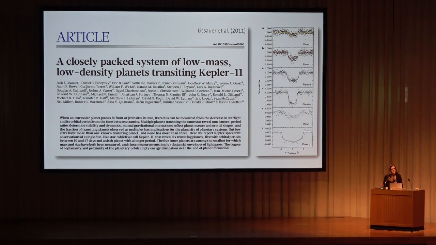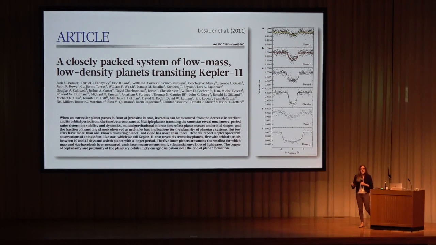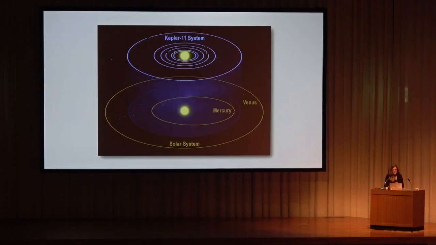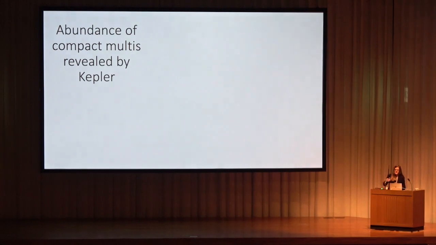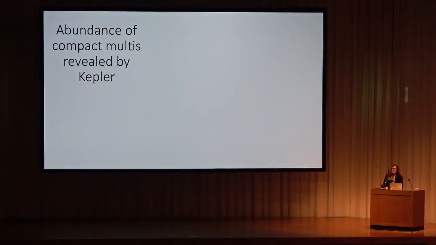Kepler-11 was also one of the first systems for which the masses were measured using transit timing variations, which are deviations in the planets' orbital periods triggered by gravitational perturbations between planets. Kepler-11 has this incredible architecture, which is prototypical of these compact multi-planet systems, which I'll discuss in more detail soon. Kepler soon started to reveal an abundance of these compact multis.